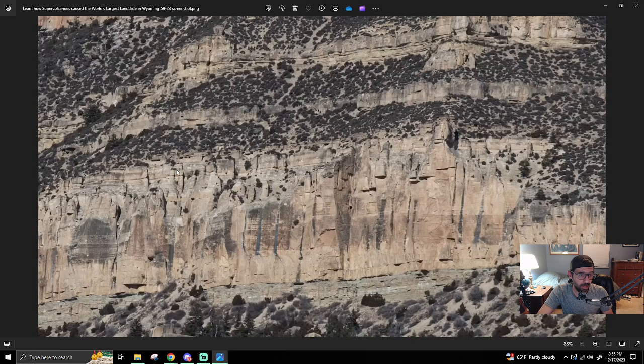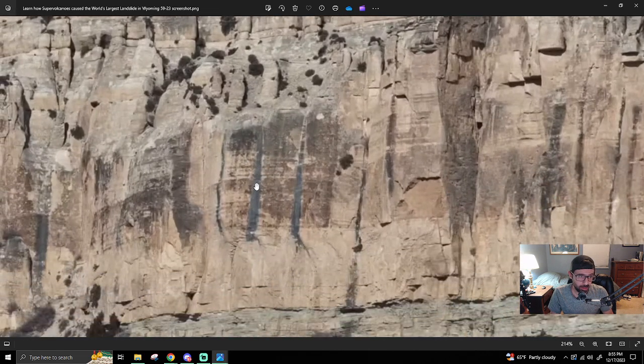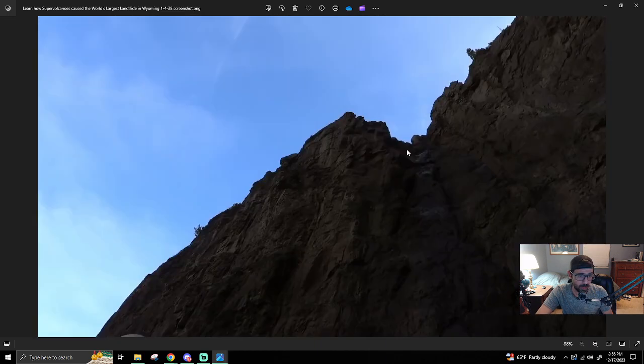Okay, we're still at the Heart Mountain one. I thought this was kind of interesting. This almost looks like cutting between layers, etching between and causing it to break away.